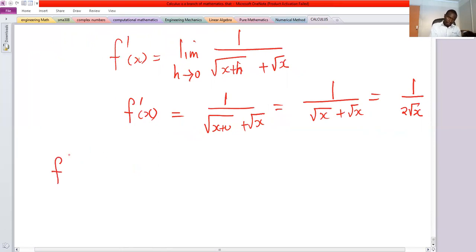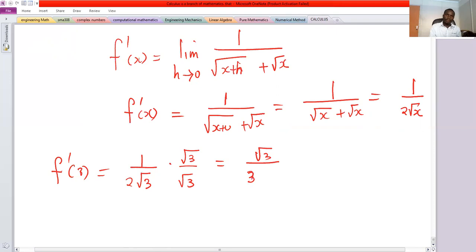So f prime at 3 will be 1 over 2 root 3, which can be simplified by multiplying by root 3 over root 3. So root 3 over 2 times root 9, which is the same as root 3 over 2 times 3. So root 3 over 6.